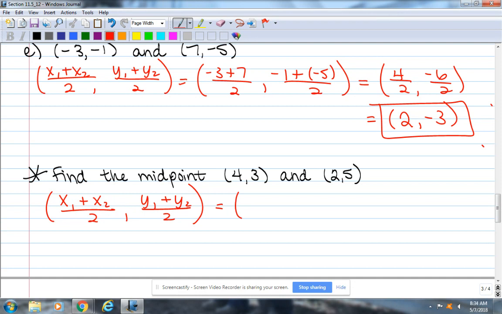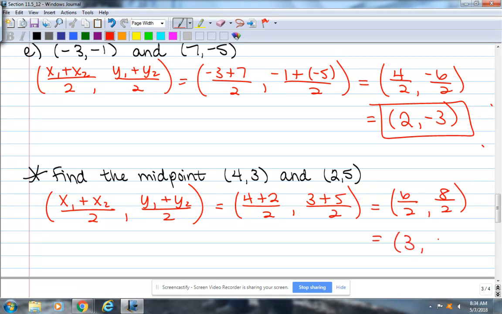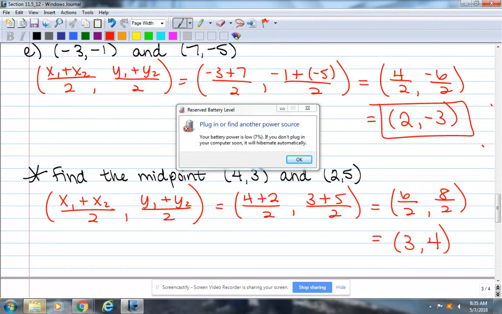All right, what's x1? 4 plus what? Over 2 and 3 plus 5 over 2. What's 4 plus 2? What's 3 plus 5? What's 6 divided by 2? What's 8 divided by 2? Raise your hand if you got the ordered pair 3, 4, and you put parentheses around it and a comma in the middle. Because if you didn't, I'm not counting it wrong.